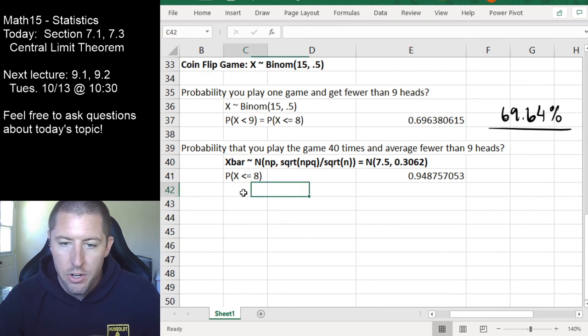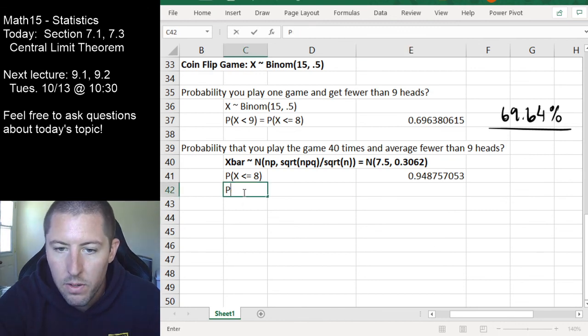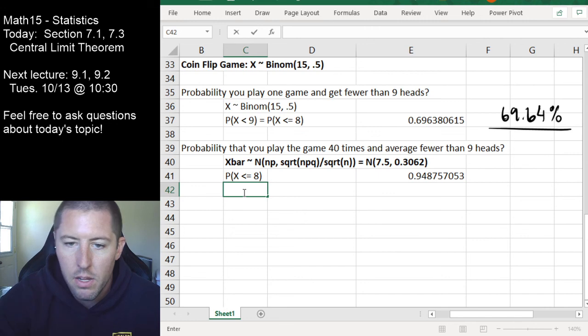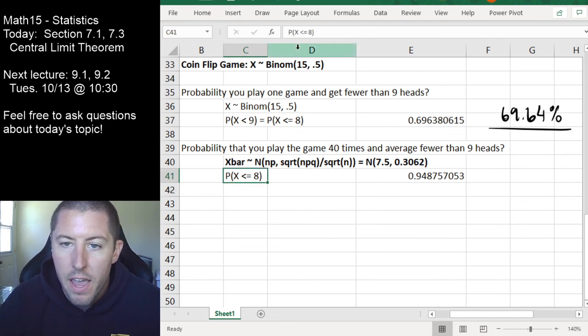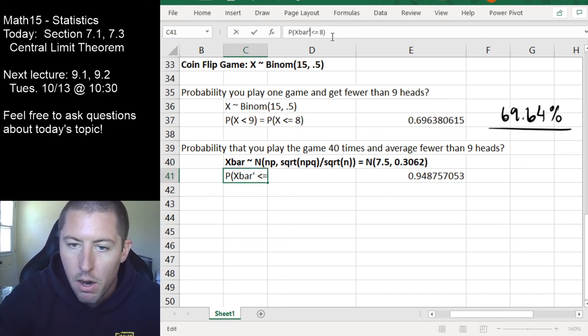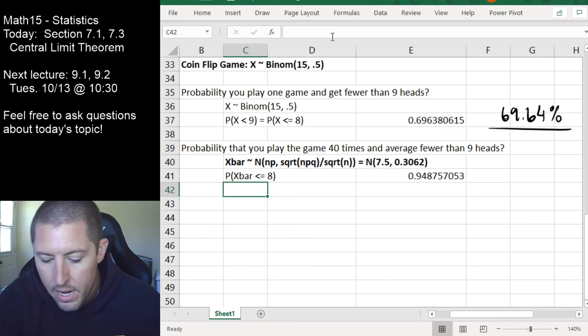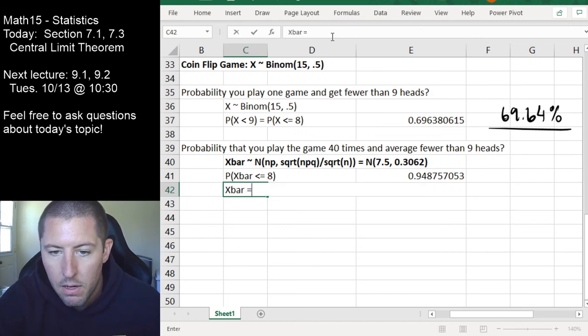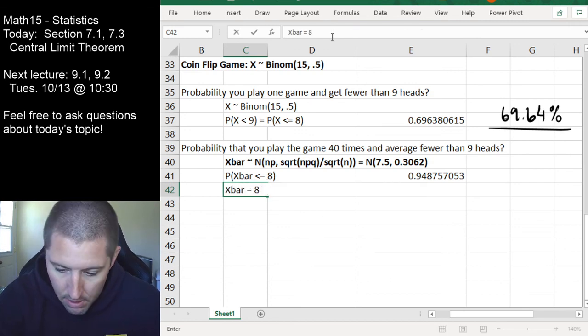And I do just want to do one last one right here. We computed that x bar being equal to 8 gave us a z score.